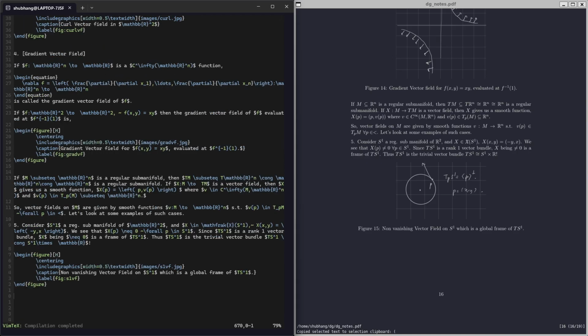TS1 is a trivial bundle, but that is not general. TSn need not be a generally trivial bundle. For example, TS2 is also a trivial vector bundle, right? Isn't it? Not. This is interesting. TS2 is not a trivial vector bundle.